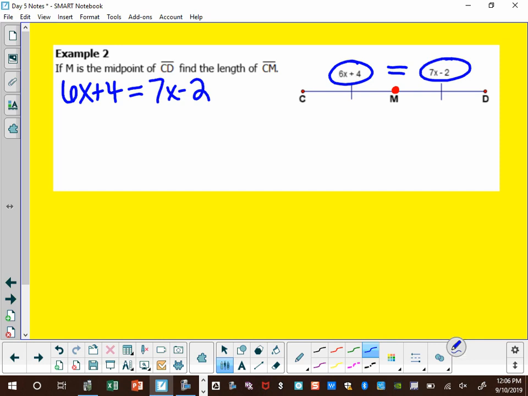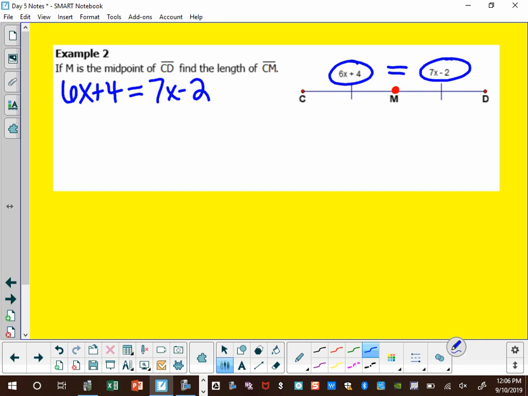I had someone on the quiz set these two segments equal to 180. We have to know that angles and segments are completely different. There's nothing about a segment that equals 90 degrees or 180 degrees. That doesn't make sense. The midpoint tells us everything we need to know.